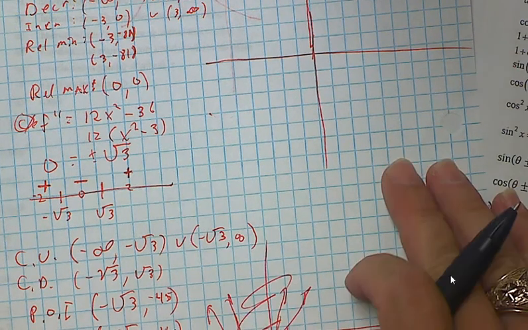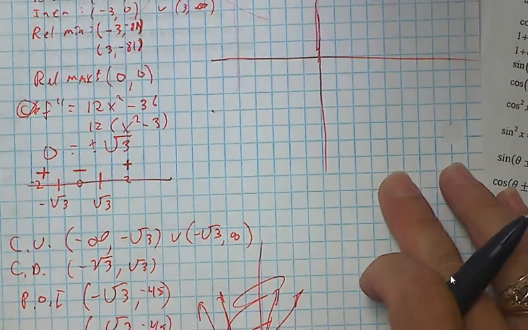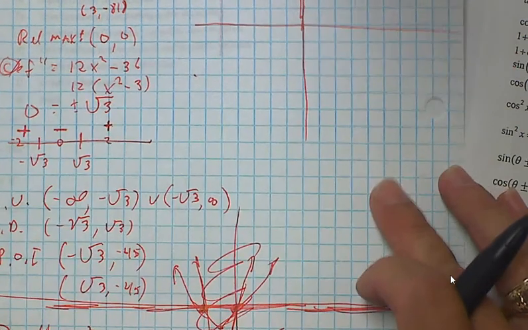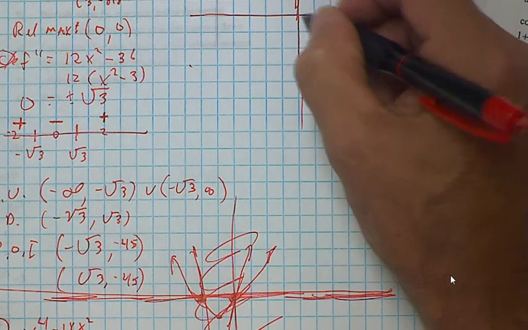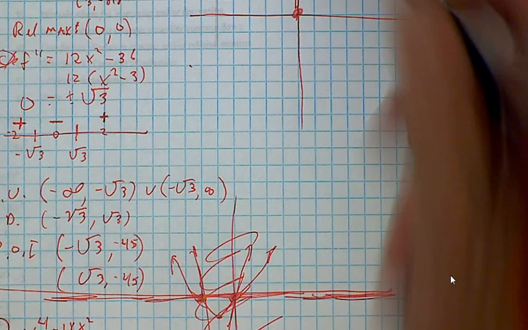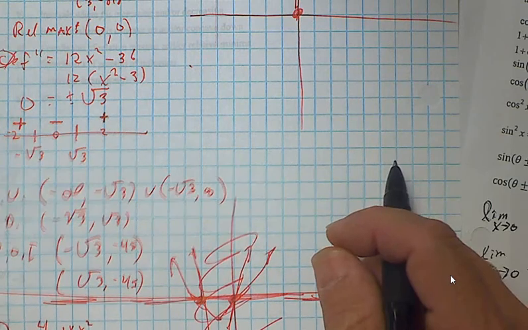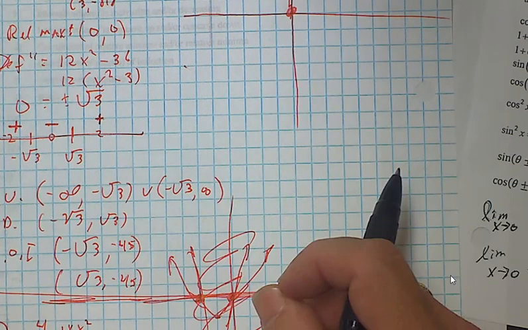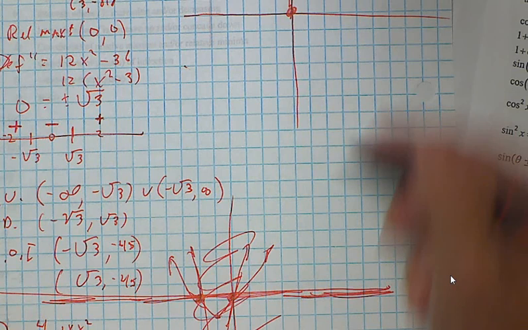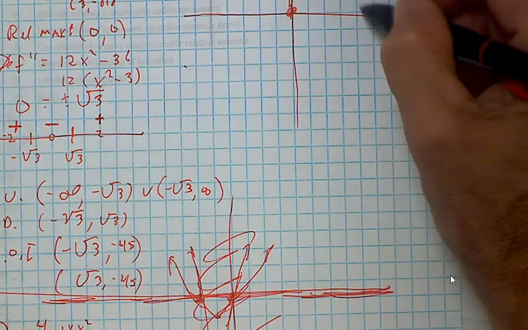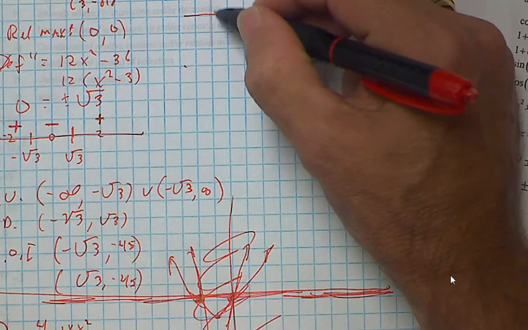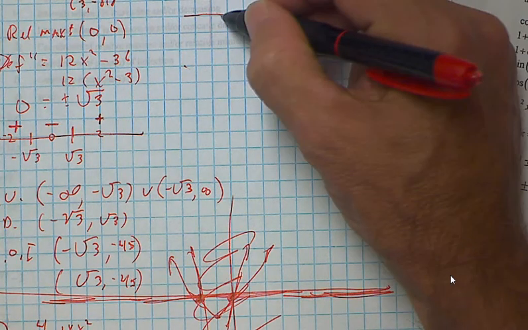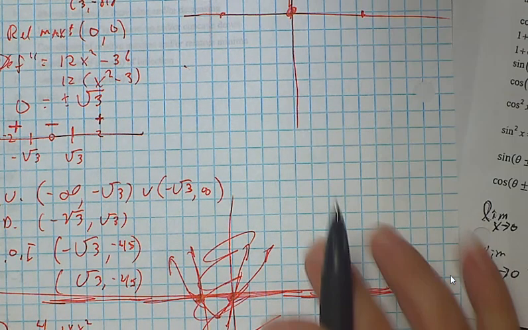So let's plot our x-intercepts and our y-intercept. Our y-intercept is 0, 0. Our x-intercept was 0, so that was already there. Plus or minus 4.2. So 1, 2, 3, 4.2. So that's F. I'm done with F.